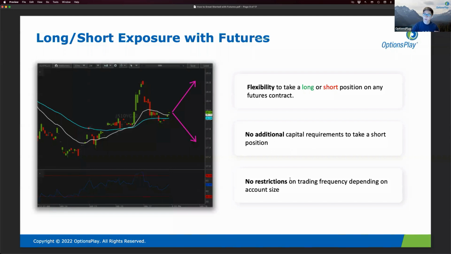You don't have to borrow the stock. You don't have to pay margin interest in order to short an asset. And this really gives you flexibility, regardless of what your views are for any asset class or any asset that you want to trade futures on.